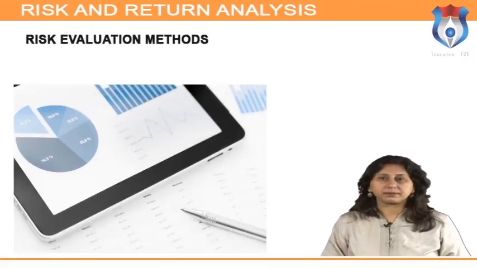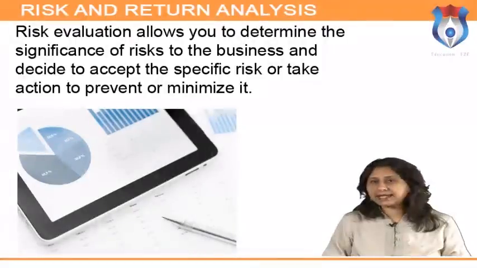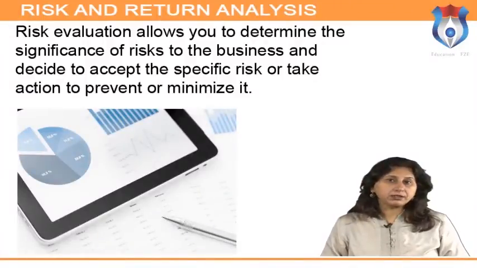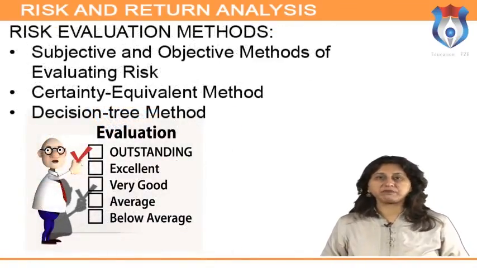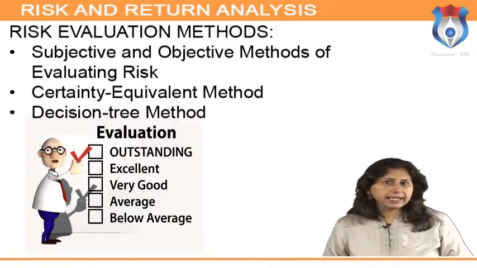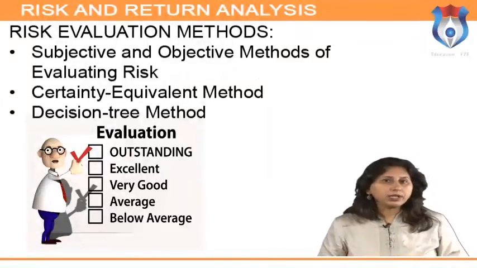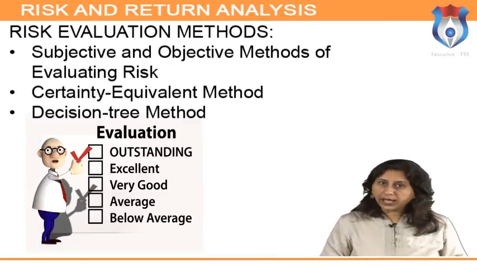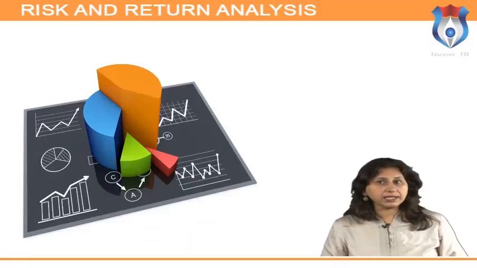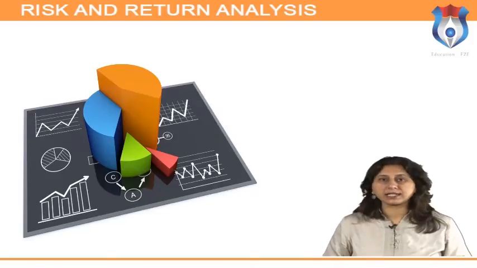Risk evaluation methods. Risk evaluation allows you to determine the significance of risks to the business and decide to accept the specific risk or take action to prevent or minimize it. There are some tools you can use to help evaluate risks. Subjective and objective methods of evaluating risk. There are two basic methods of evaluating risk: the subjective or qualitative method and the objective method. Qualitative method allows an individual or group to provide opinions on the riskiness of a particular situation without resorting to past data. Quantitative methods rely on the examination of past data and assume that this can be projected into the future to establish a means of measurement of the risk concerned.